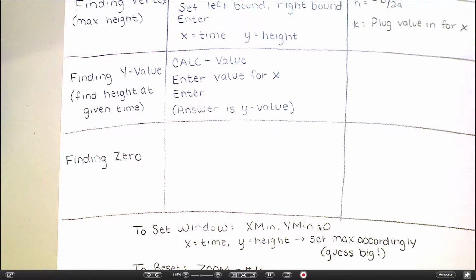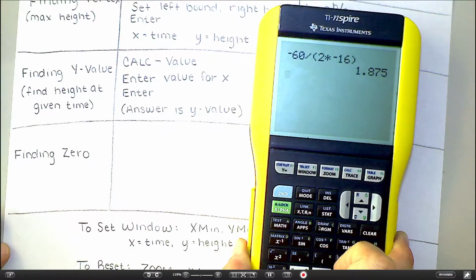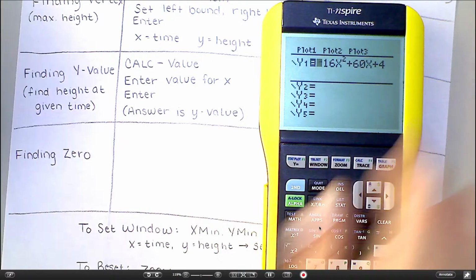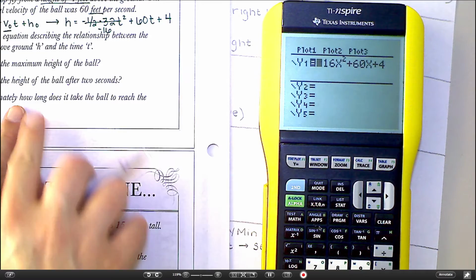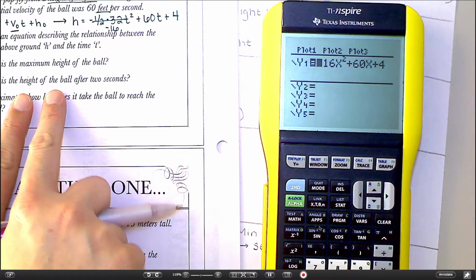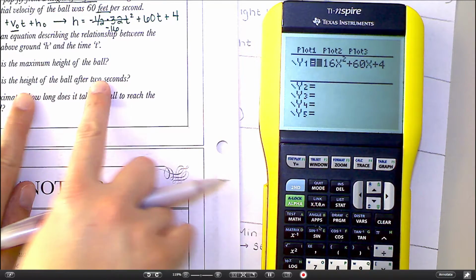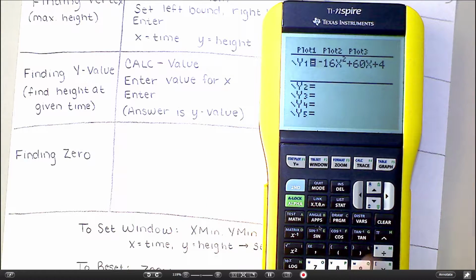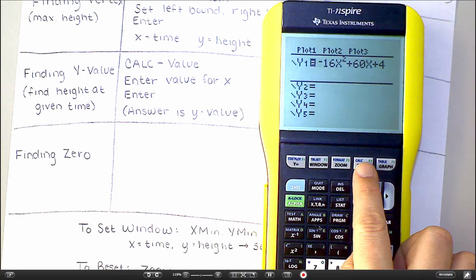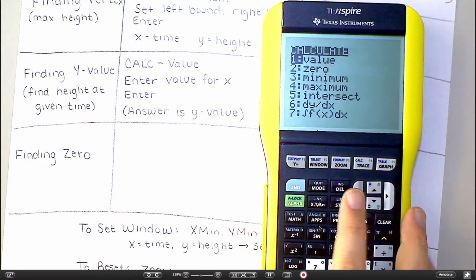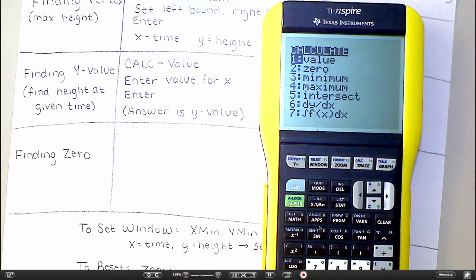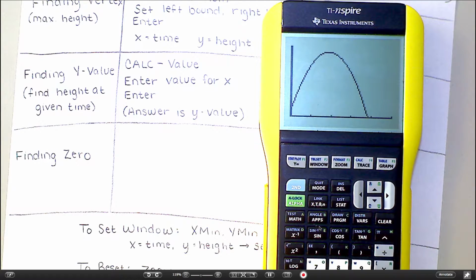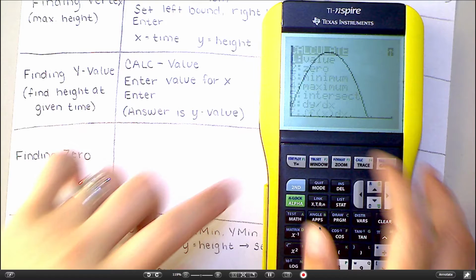Okay, so on your calculator, I've still got that same equation in my Y equals. And you'll notice from your notes that this third question says, what is the height of the ball after 2 seconds? So I'm going to try to answer that. I'm going to go to calc, which is above trace, second trace. Option number 1 is value. When I choose that, whoops, hit enter too many times.